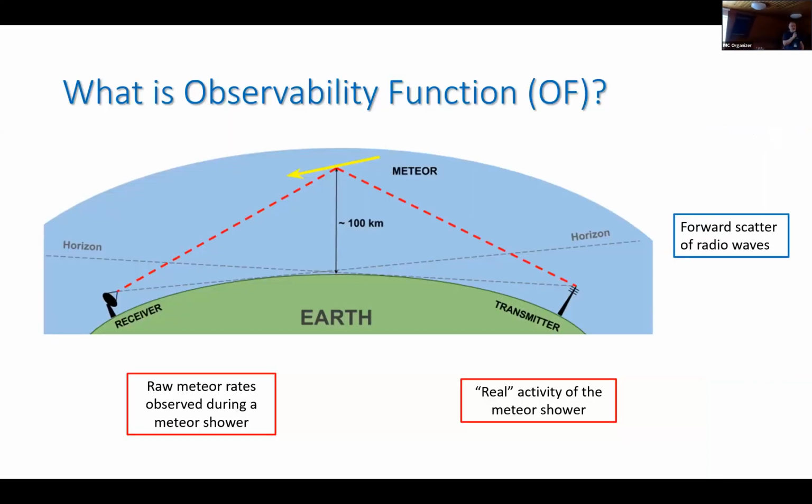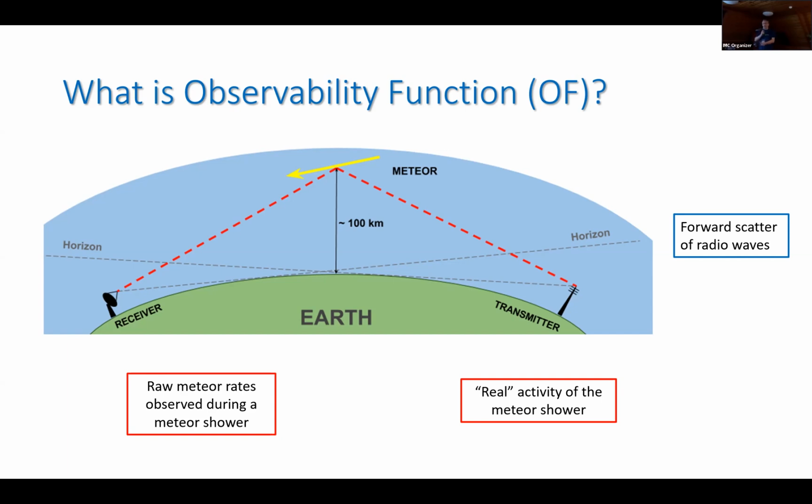So in short, what is the observability function? We will apply it to forward scattering. Basically, radio observation, so the transmitter and receiver are not at the same location, and we study the reflections on the meteor trails produced behind the object. So at the receiver, we receive a lot of so-called radio meteor echoes.